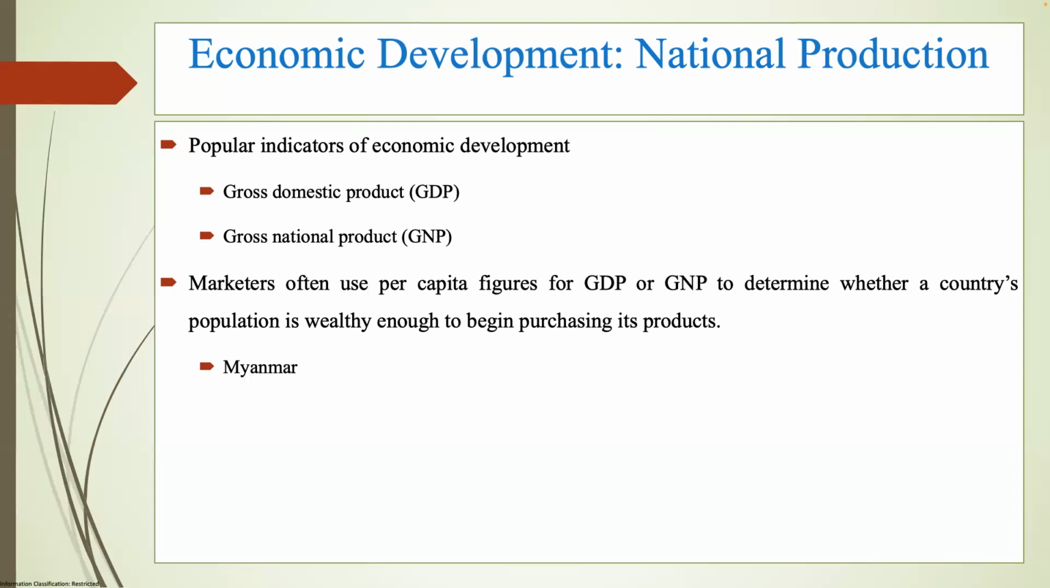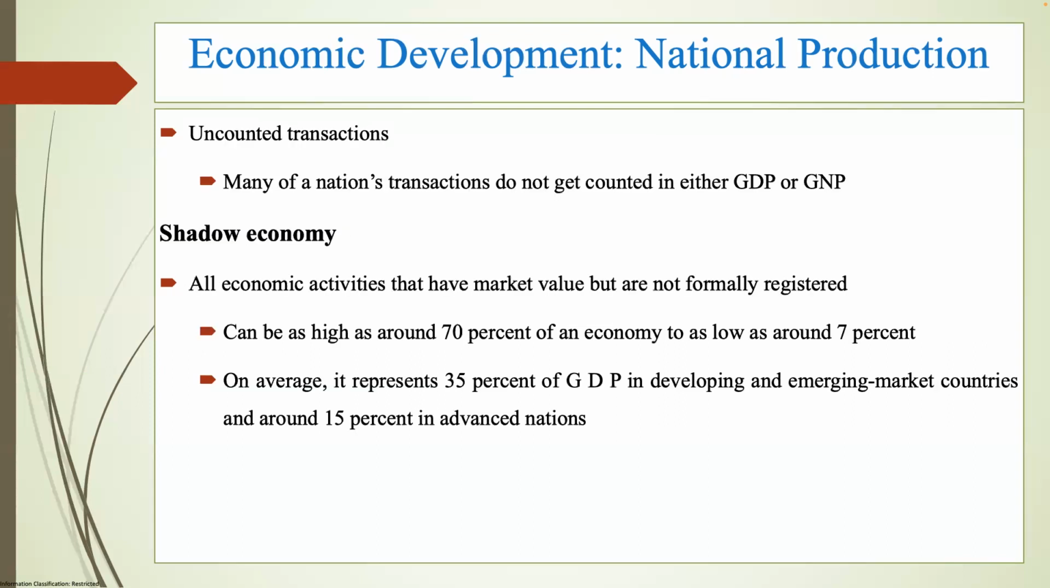Marketers often use GDP or GNP per capita figures to determine whether a country's population is wealthy enough to be purchasing its products. Uncounted transactions: many of the nation's transactions do not get counted in their GDP or GNP. Wars frequently occur within nations that were once controlled by colonial powers. If those nations are to prosper, they must break the cycle whereby conflict causes poverty and poverty causes conflict.